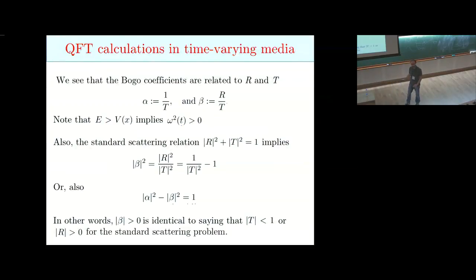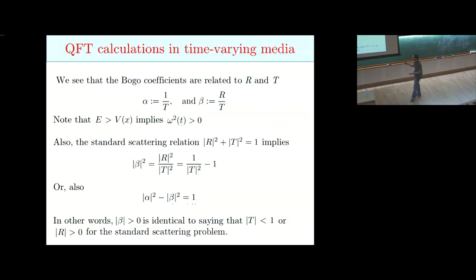Okay? I started off in the spatial case, I have an r squared plus t squared equals 1. Now in the temporal case, I have an alpha squared minus beta squared equals 1. Okay? So, in other words, what I'm saying is that beta squared greater than 0 is just identical to saying, if you look at this relation here, that the transmissivity is less than 1, which is always the case, right? You hit a piece of glass, you come in with 1, and you'll get out 0.96 or whatever it is.